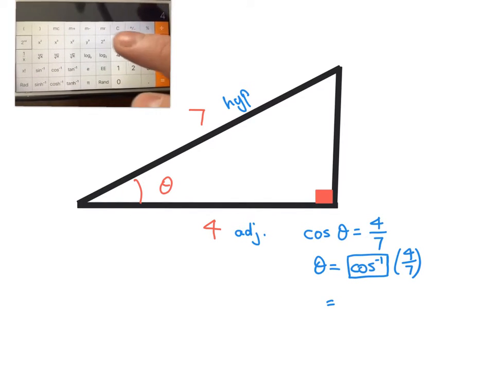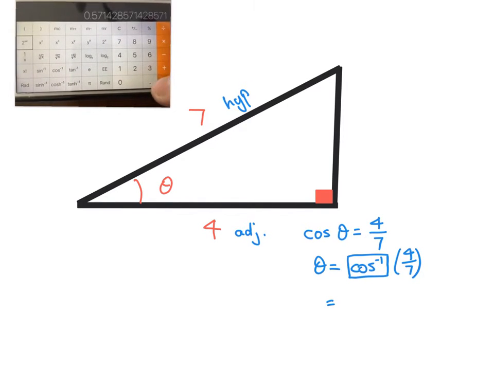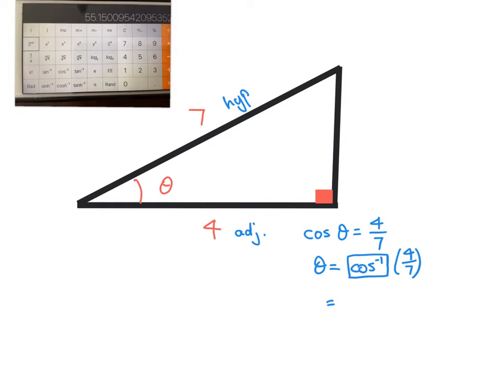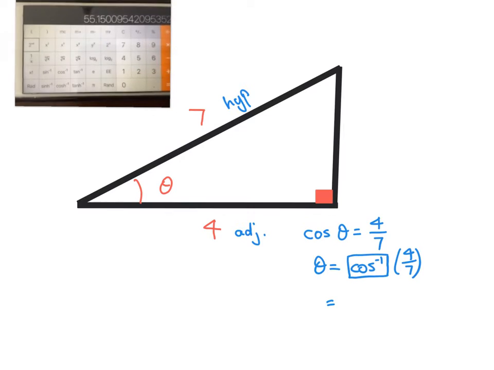So 4 divided by 7, and then cos -1, and you get down to 55.15 degrees.